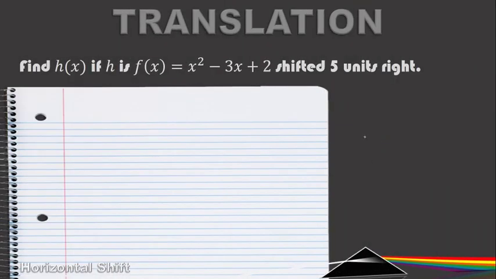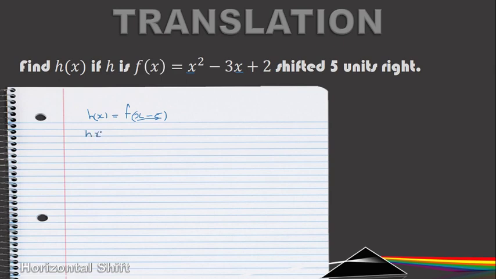So find h of x, if h is f of x shifted 5 units right. So h of x is then going to be equal to f of x, but then shifted right means we're going to subtract 5. So what we're going to do is find f of x, but replace these x's. Everywhere where we see x, we're going to replace it with x minus 5.